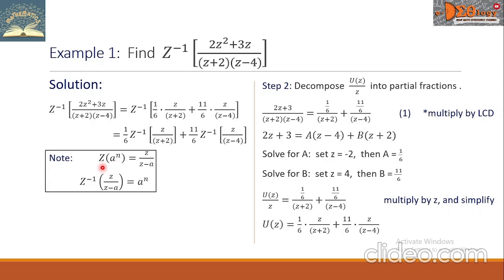Remember that we have this formula for the Z transform of a raised to n, and that is equal to Z over Z minus a. In reverse, we have now the inverse Z transform of the quantity Z over Z minus a, and the answer is a raised to n. Using the formula here, we will get the answer in our equation here. For the final answer, we have 1 over 6 times the quantity negative 2 raised to n plus 11 over 6 times the quantity 4 raised to n.